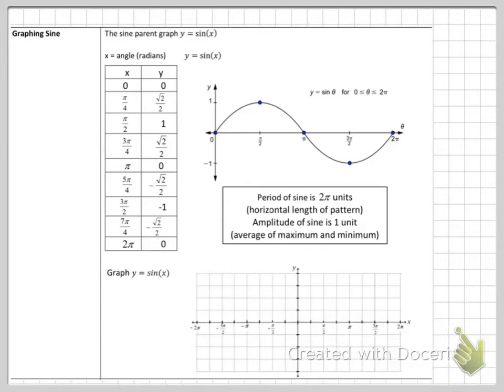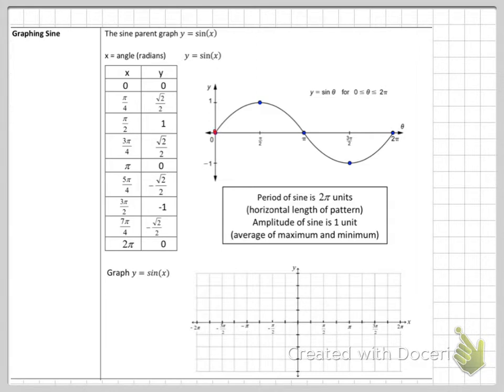Okay, page 6, graphing sine. So here is the sine curve already graphed for you. You could always make a table, but we're really going to focus on these main 5 dots that you see here. So notice this is the parent graph, right? This is the one where we haven't done any transformations to it.